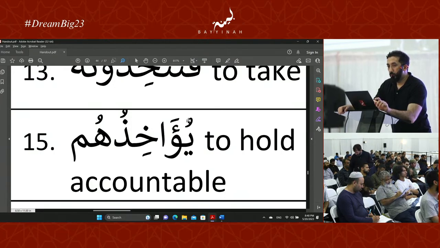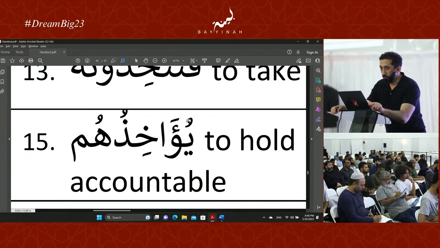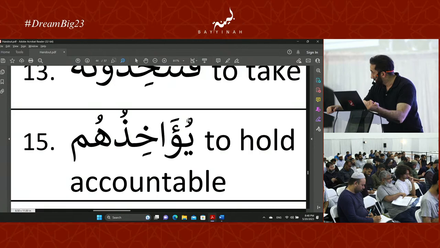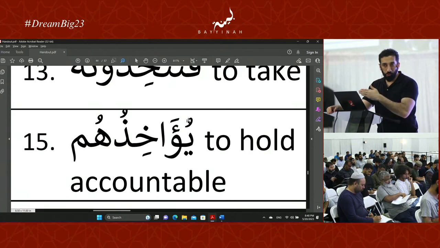He held them accountable. Is it in the past or the present? So he holds them accountable. Good, he holds them accountable. Everybody understand that? Okay, the whom got ignored, then we solved the problem.